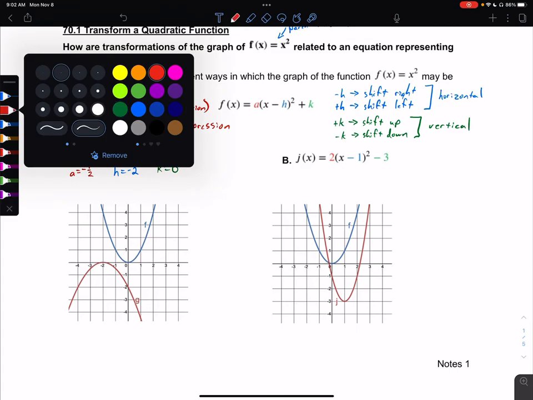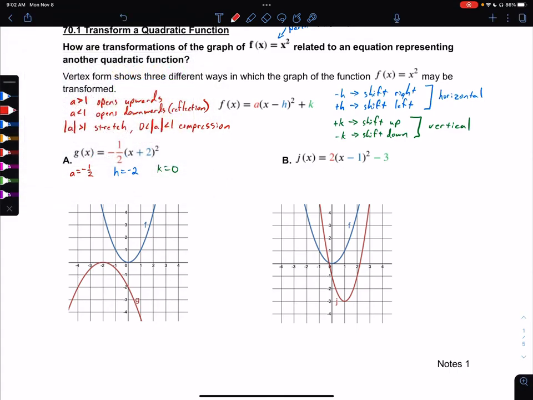All right, so the a value: a is less than 1. a is equal to negative 1/2. So since a is less than 1, I made a mistake up here. I apologize for this. This should be up here.